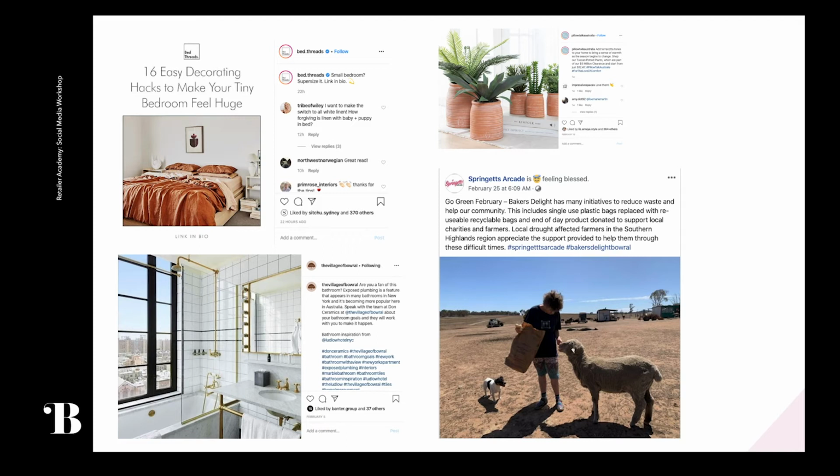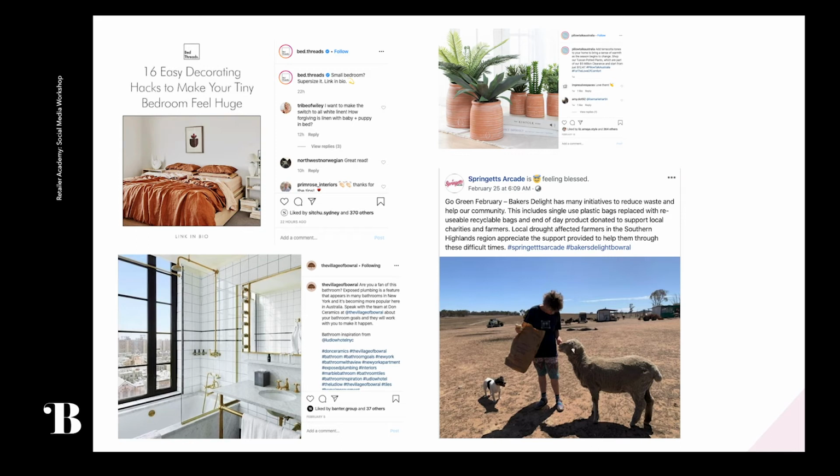And then the last example I've got in here is from an arcade. So it's the Springett's Arcade locally to where I am. And this is all about Baker's Delight and what they're going to be doing and what initiative they've introduced to reduce waste in their community and assist the farmers within the Southern Highlands region. So taking something that's very topical, drought, turning it into something local, which is all about the Southern Highlands. And this is actually taking another trend, a global trend, to reduce our waste and impact on our sustainability, and removing the use of single-use plastic bags as an example.